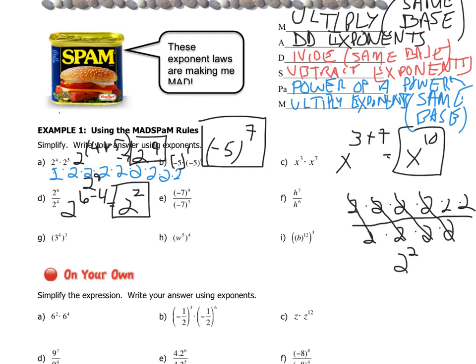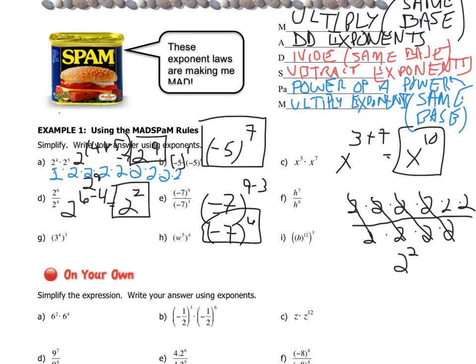Okay, letter E, the next one. We do have the same base. So again, same base, dividing tells me subtract. So when I come back to this, my same base, I definitely want to keep it in the parentheses because that'll make a difference. And I'm going to do 9 minus 3, or negative 7 to the 6th power.